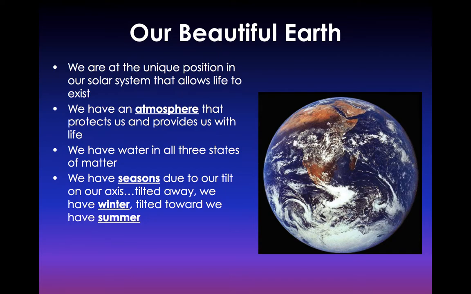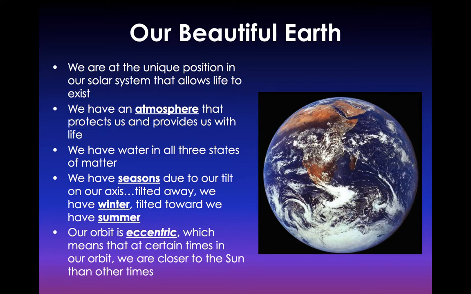We have water in all three states of matter: solids, liquids, and gases. So you have steam, you have water, and then you have ice. We have seasons due to our tilt on our axis. If it's tilted away, we are experiencing winter. And if we're tilted towards the sun, we are experiencing summer. That's why people on the opposite sides of the globe, like Australia, have opposite seasons to us in Minnesota. Our orbit is eccentric, which means that at certain times in our orbit, we are closer to the sun than at other times, but it's a very, very tiny distance.